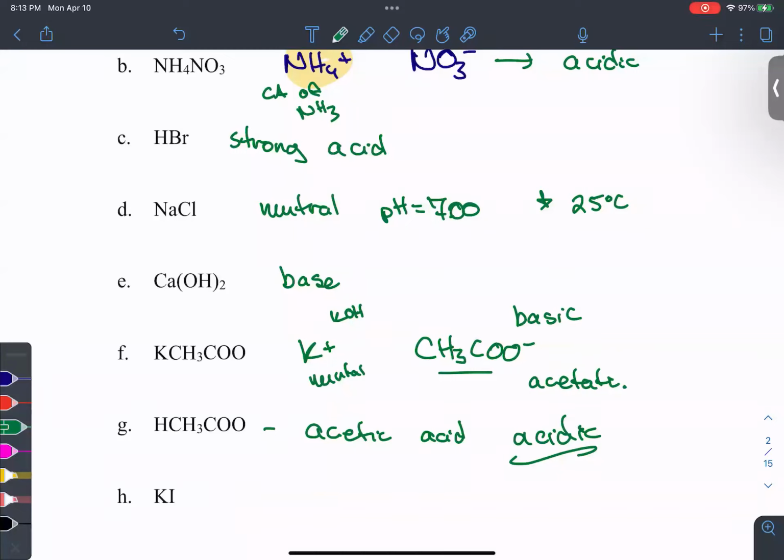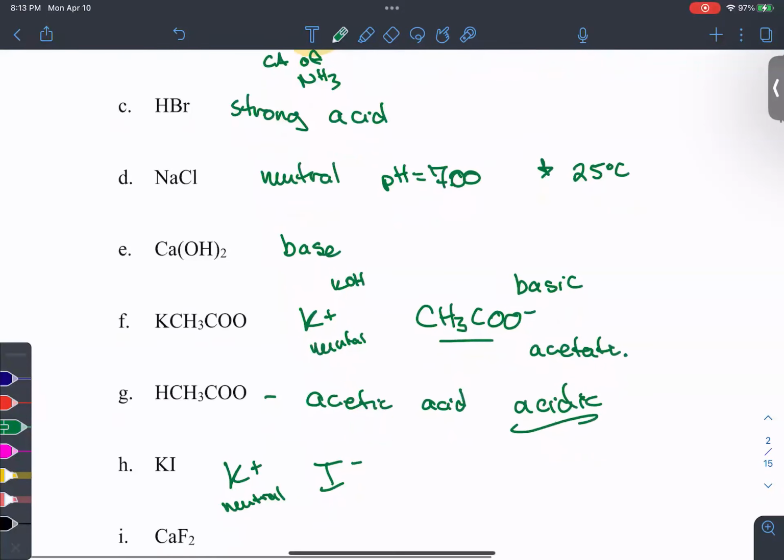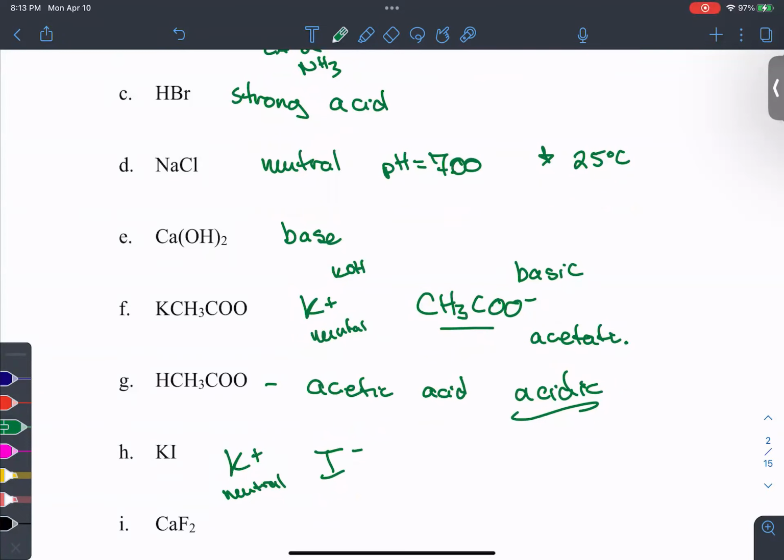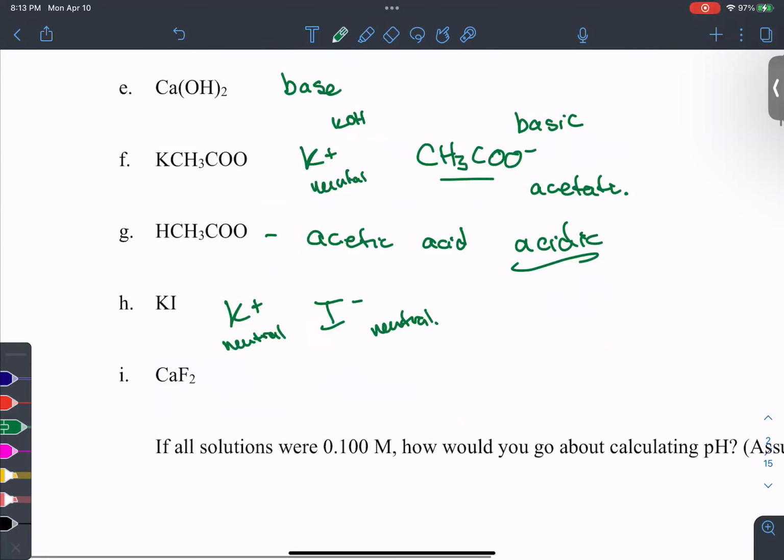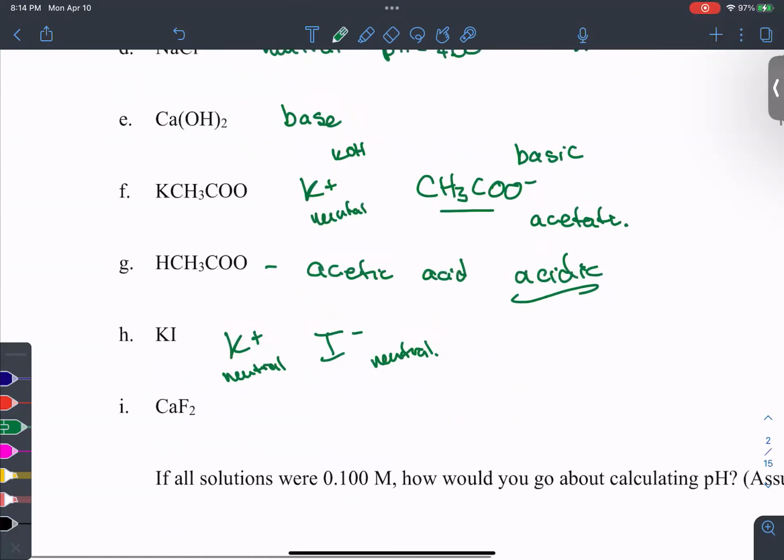So this KI is composed of K plus and I minus. So let's look at those individually. We already said K plus is pH neutral, but what about I minus? Also neutral, yes. Did you just memorize that? Kind of, sort of. We know I minus is pH neutral because it's the conjugate of one of the strong acids, HI. So let's just do this last one and we'll go through all the strong acids.